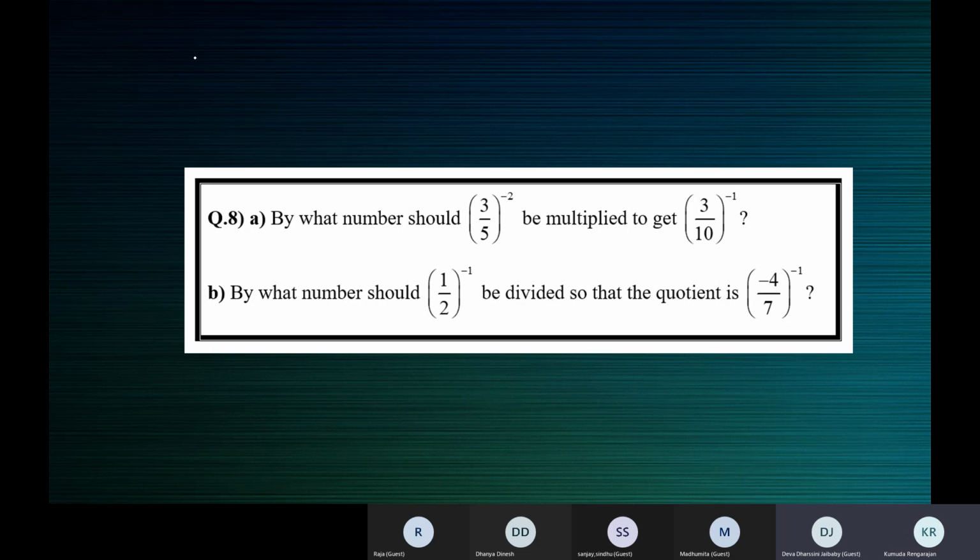Like, by what number should 100 be divided to get 50? By what should you divide 100 to get 50? By what number should 100 be divided so that the quotient is 50? 100 should be divided by 2 so that the quotient is 50.